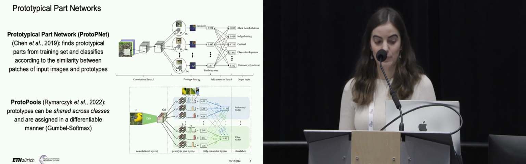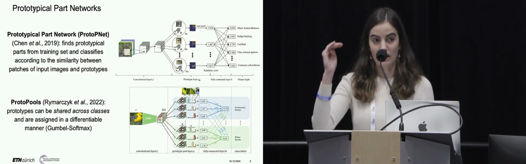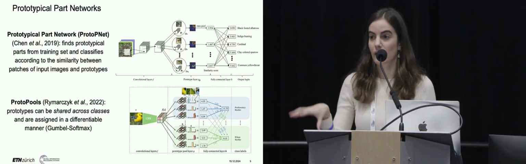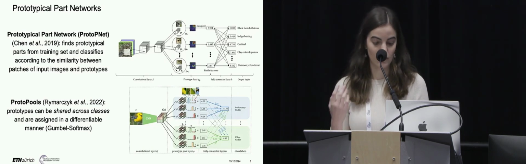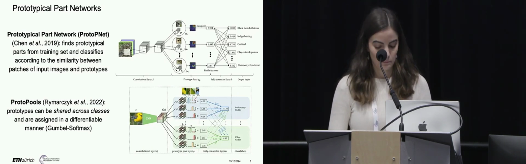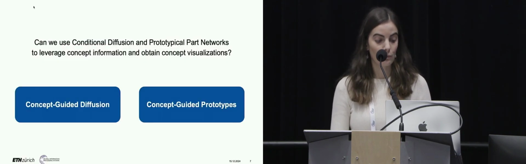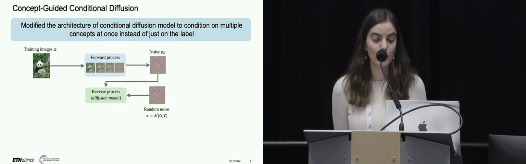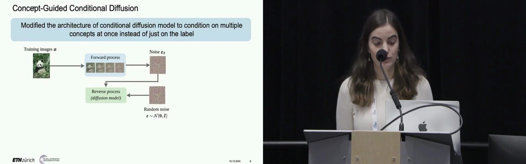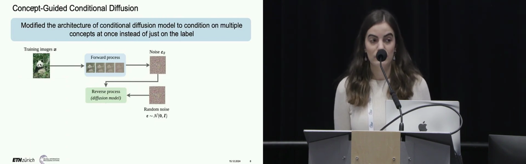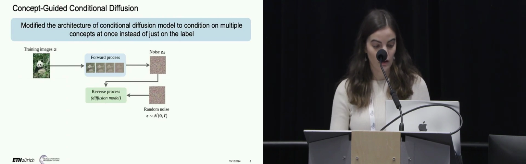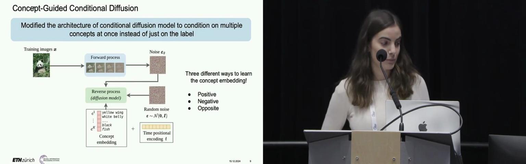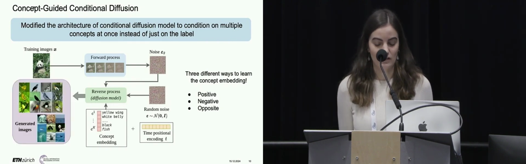In the original work, ProtoPNet, the prototypes belong to each class, as they are separate for each of the classes, but then there is an extension to this work, ProtoPool, in which the prototypes can be shared across classes. So we modified both of these methods. How did we do so? We wanted to incorporate concept information, and let's get started with concept-guided diffusion. Here, we modified the traditional diffusion pipeline, and instead of conditioning on the label, which is what the conditional diffusion model does, we learned a concept embedding in which we incorporated this concept information to finally obtain generated images that incorporate this knowledge.